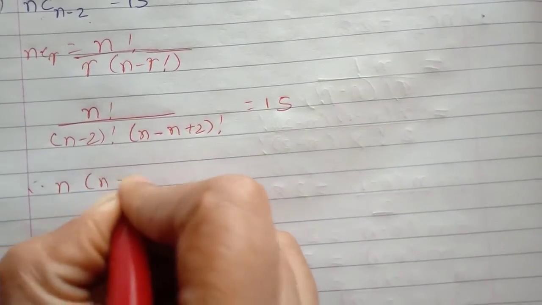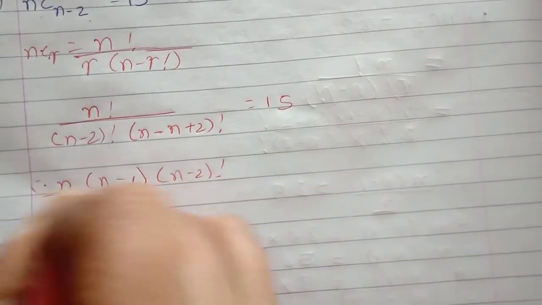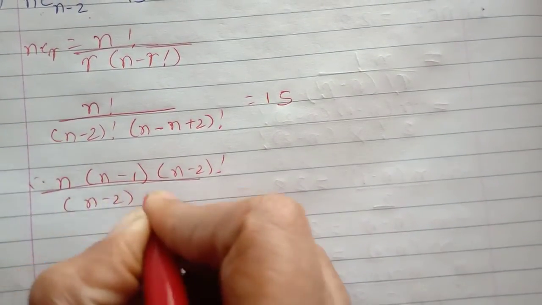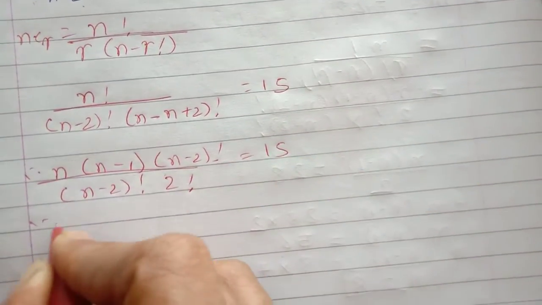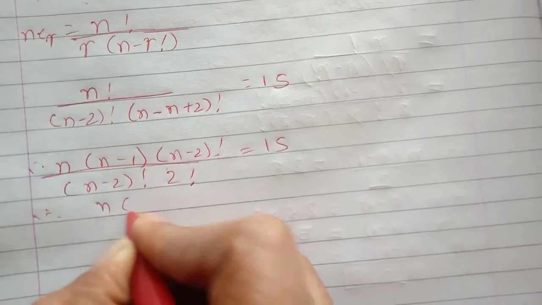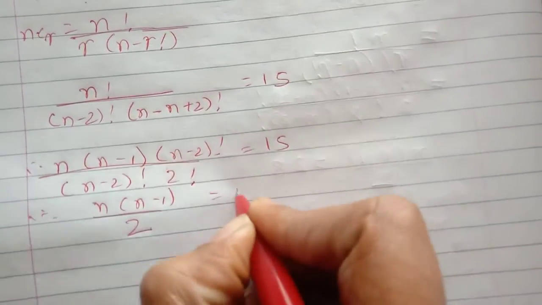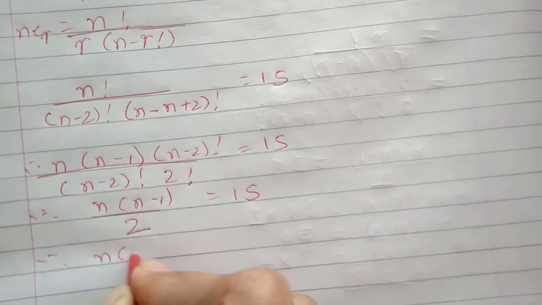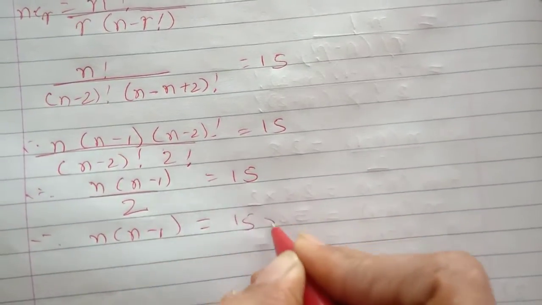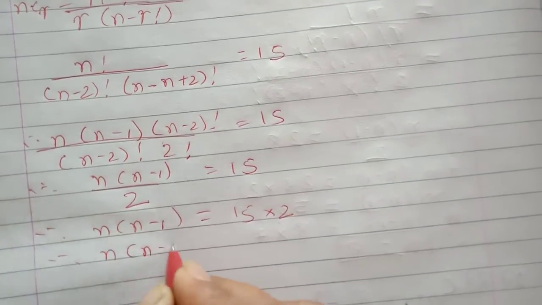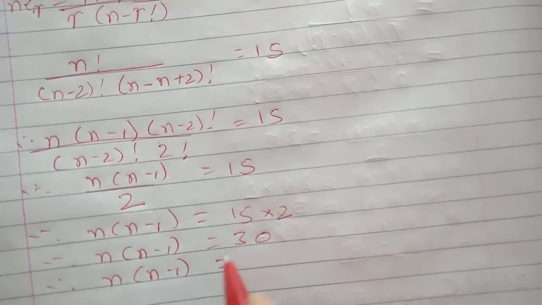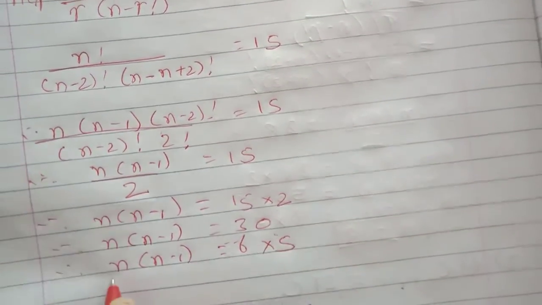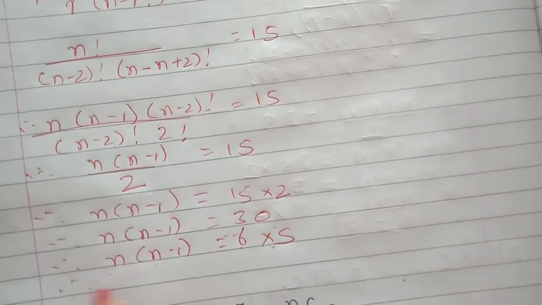Therefore n into (n minus 1) into (n minus 2) factorial upon (n minus 2) factorial into 2 factorial, that is equal to n into (n minus 1) upon 2 is equal to 15. Therefore n into (n minus 1) is equal to 15 into 2. Therefore n into (n minus 1) is equal to 30. That is 6 into 5 is 30, so the value of n is 6 and n minus 1 is 5. Therefore the value of n is 6.